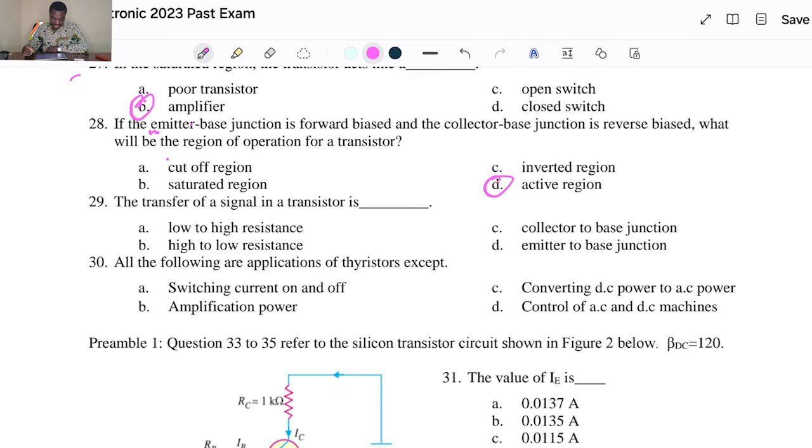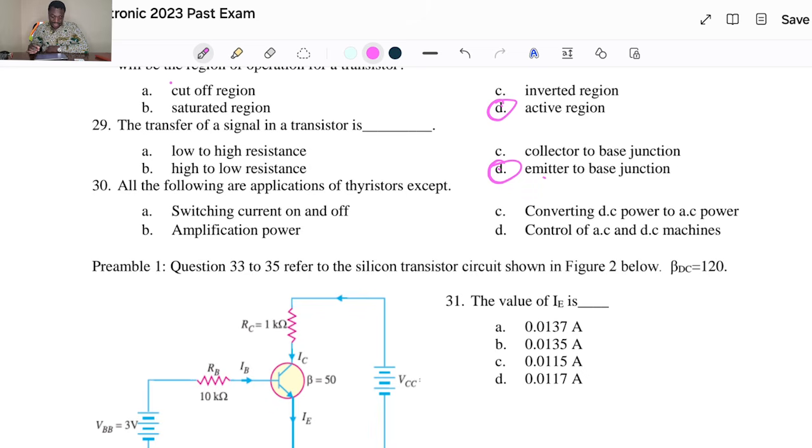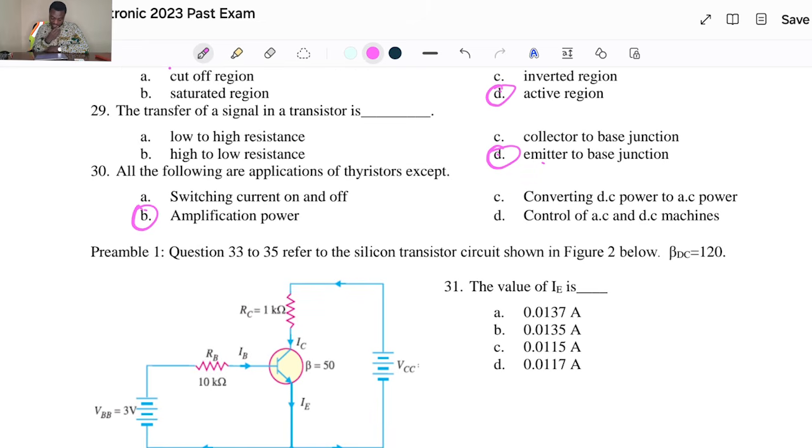Now the transfer of a signal in a transistor is going to be from the first one we have. The answer is going to be emitter to base junction. Then question 30. All of the following are applications of transistors except: A, switching current on and off, so that is correct. B, amplification of power, so that is an application, because if you look at C and D, they are all applications of transistors.